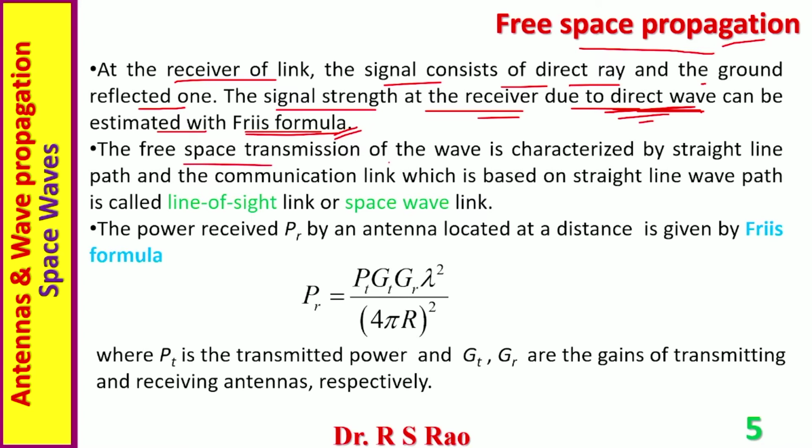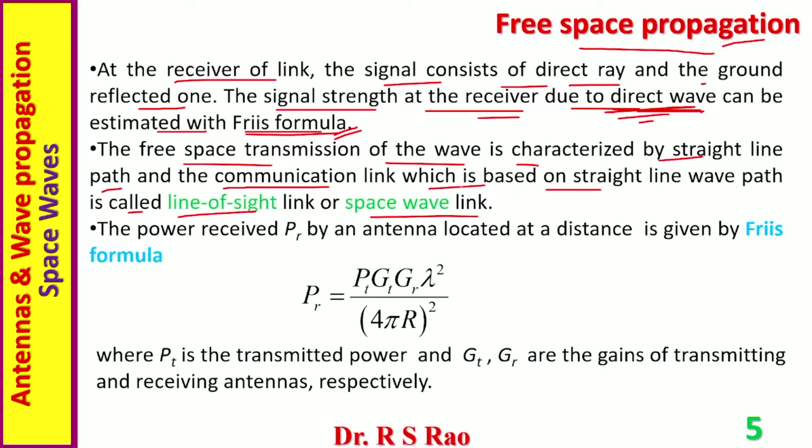The free space transmission of a wave is characterized by a straight line path, and a communication link which is based on a straight line wave path is called a line of sight link or space wave link. What is being told here is that in free space, waves travel in straight lines. Space waves in troposphere also travel almost in straight lines. So a space wave link is almost like a free space wave link.